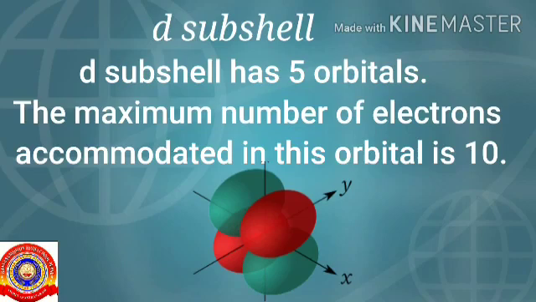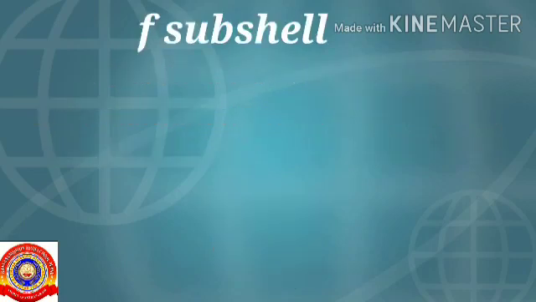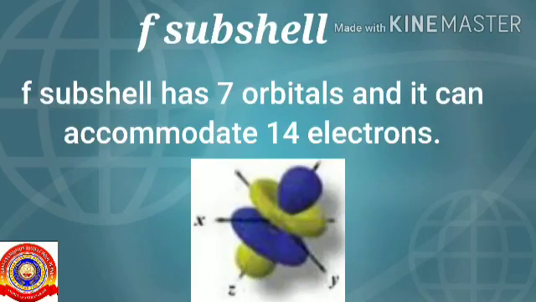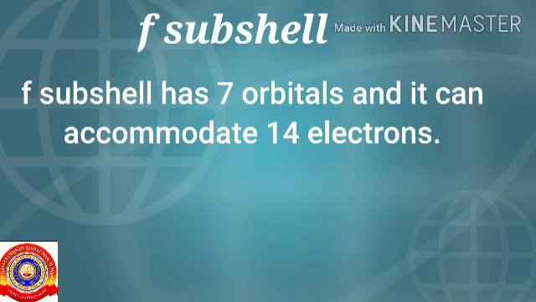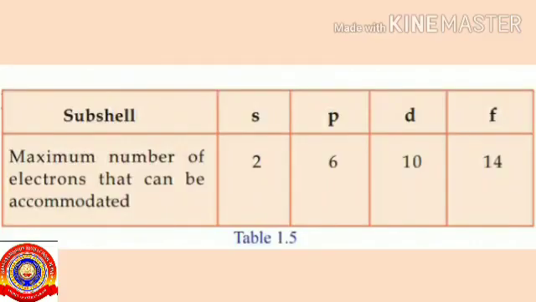And the last subshell is f subshell. It has 7 orbitals, so the maximum number of electrons accommodated in these orbitals is 14. See the table given in your textbook, the subshells and maximum number of electrons accommodated in each. Did you understand? Shall we go to the next concept?